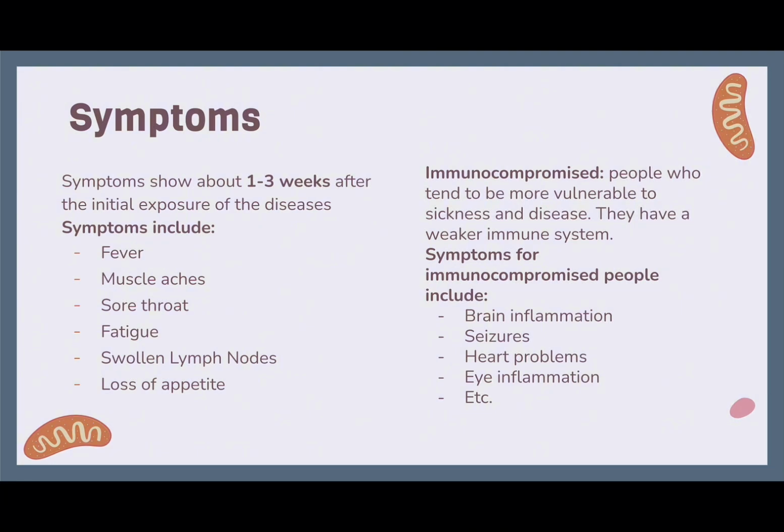Symptoms of this disease are fever, muscle aches, sore throat, fatigue, swollen lymph nodes, loss of appetite, and etc. Chronic infection and immunocompromised people are just a little bit different. Immunocompromised means that these people tend to be more vulnerable to sickness and disease, and they have a weaker immune system. Symptoms within these people can include brain inflammation, seizures, heart problems, eye inflammation, and etc.